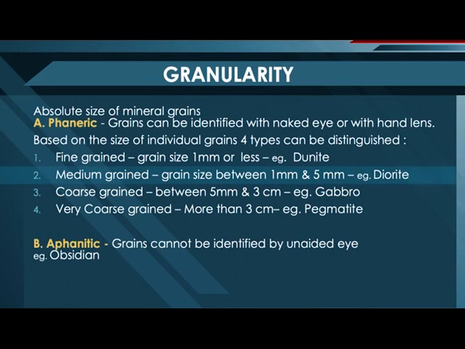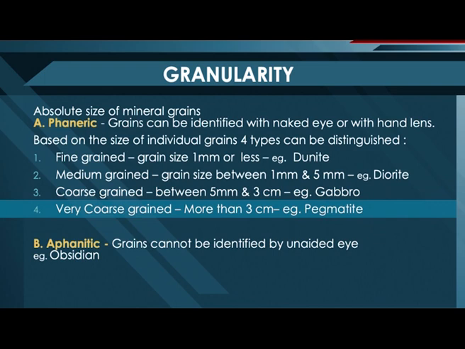The second type is called medium grained texture. Here the grain size falls between 1 mm and 5 mm. The best example is diorite, which contains a large proportion of plagioclase feldspar. The third category is coarse grained texture. Here the grains are between 5 mm and 3 centimeter in diameter. We have gabbro as the best example. Gabbro is made up of clinopyroxenes and calcic plagioclase feldspar.